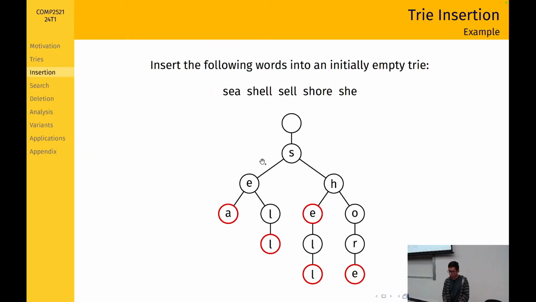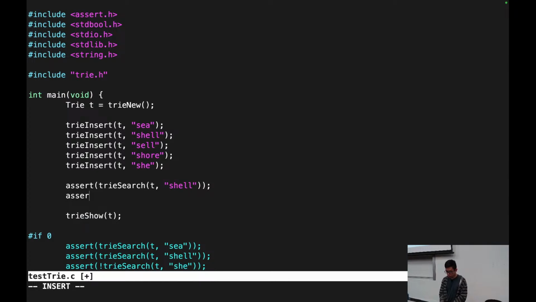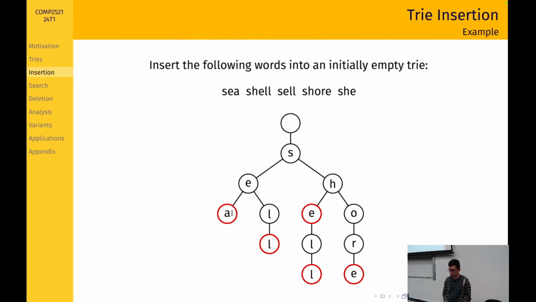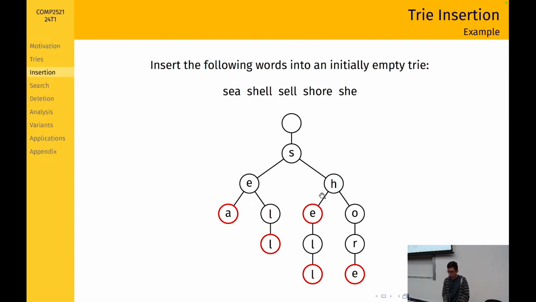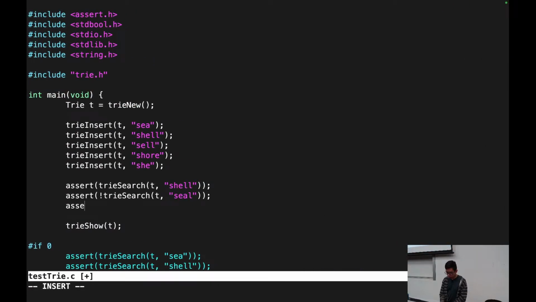What other cases do we have? We had a case where there isn't a path corresponding to the characters in the word. So let's try searching for the word scal, S-C-A-L. That word shouldn't exist, so we'll put an exclamation mark in front of try search. So scal isn't in the trie. What else? Let's try the word shout. So shout is not in the trie.